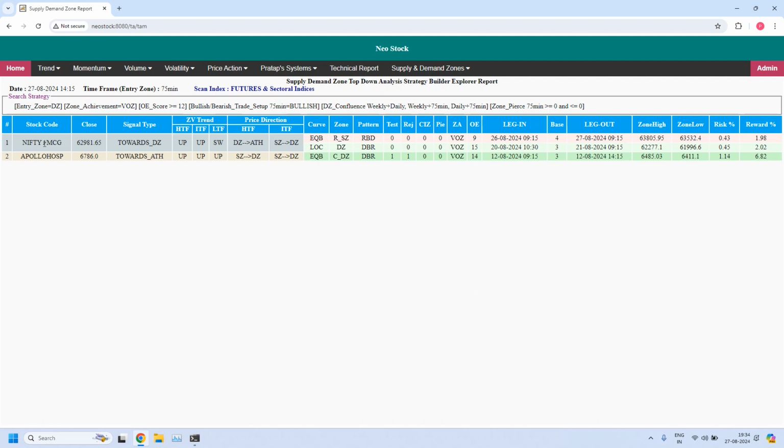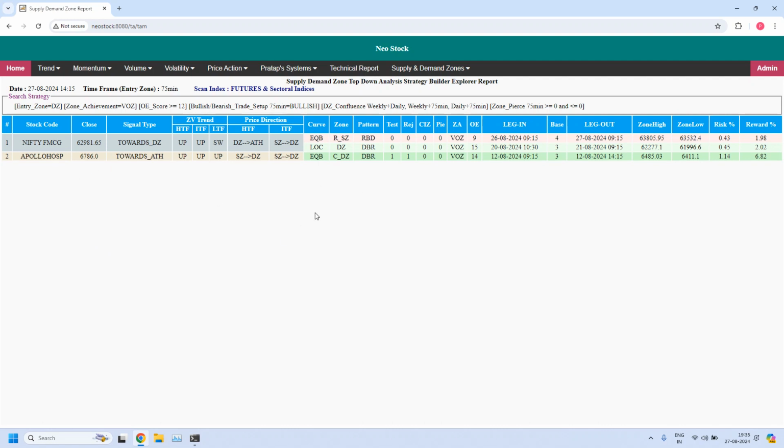Here the first one is indices, the second one is Apollo Hospital. You may ask a question, are indices useful? If you want to buy any indices in cash, ETFs are available, exchange traded funds. You might know Bank BeES, Nifty BeES, like that. For almost all the indices, exchange traded funds are available. So some people buy even exchange traded funds. That way you can take a trade in the ETF. Nifty FMCG.